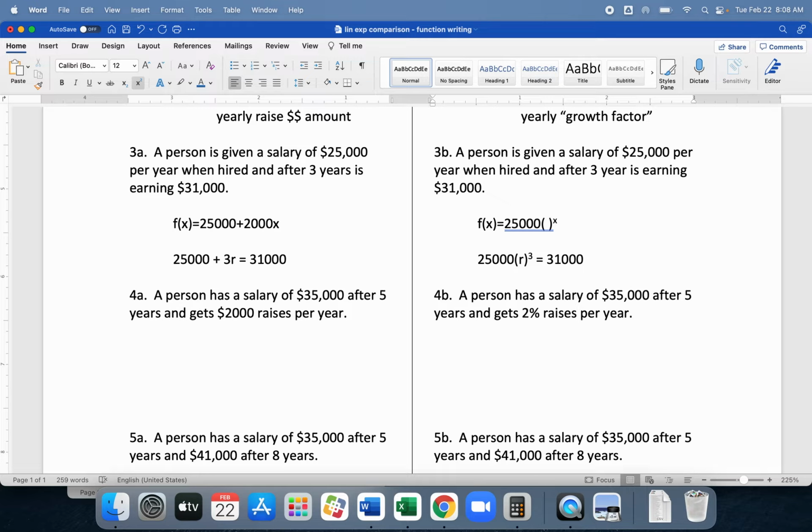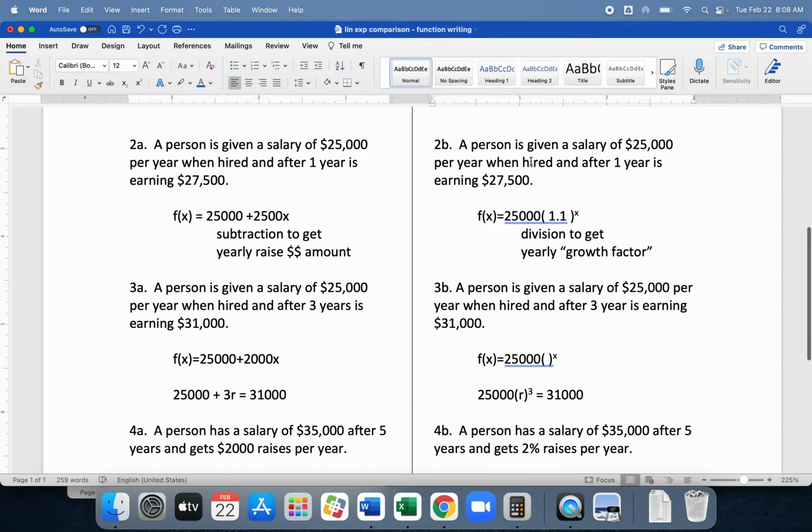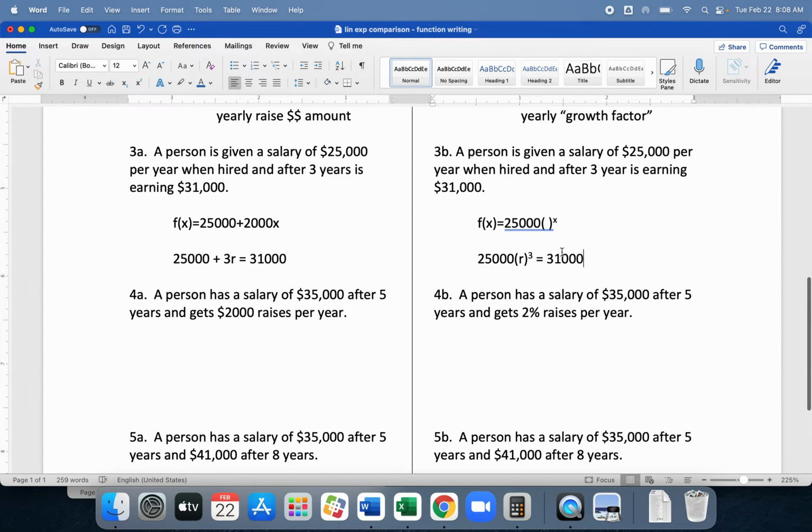If I want to know how much my raise is, it's going to involve a cube root. Now, we didn't write out all of that previously. We did division to get this yearly growth factor, because we had consecutive years, 27,500 divided by 25,000. If I were to have written something like this for the previous question, that cubed wouldn't have been there. It would have been a 1st power. That's why it was just division last time. So I can find that growth factor over 3 years immediately. I can just do 31,000 divided by 25,000. And I don't know what that is. 1 point something.